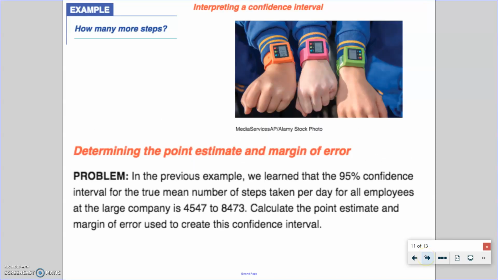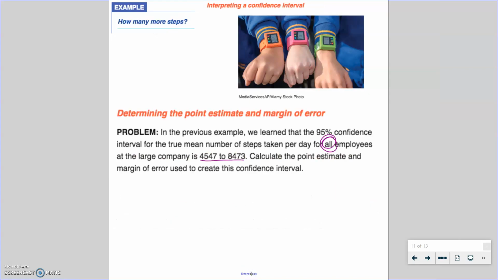So in the previous example, we learned that there is a 95% confidence interval for the true mean number of steps taken per day for all, that's the key word there, all employees at the large company. Calculate the point estimate and margin of error to create the confidence interval. So basically, you want to find the number in the middle. It's kind of like finding the mean, right?